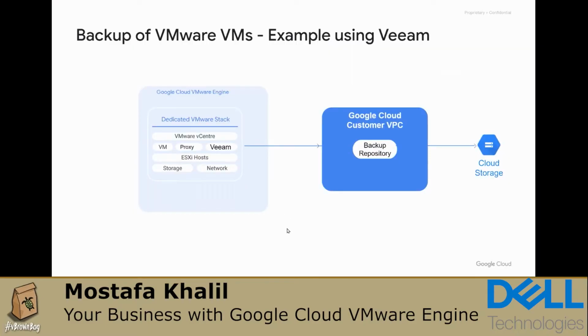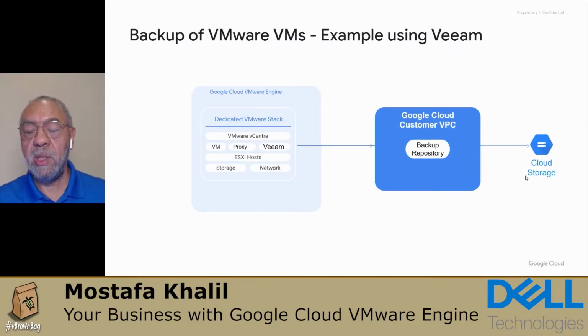For backing up your virtual machines, for example, you can use Veeam or Zerto and so on. In this case, this is your private cloud that's running on GCVE. You can configure a backup repository in the back end within Google Cloud using cloud storage. And the backup would mount or connect to that storage on demand as it's doing the backup to the storage or restore.